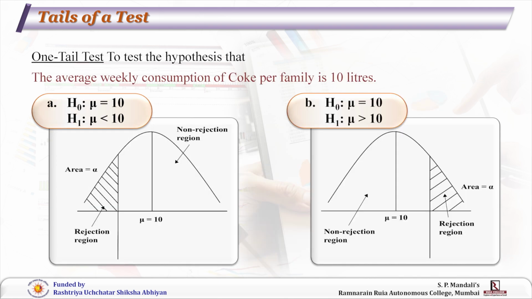For the null hypothesis H naught: mu equal to 10, there are two alternatives. H1: mu less than 10, where the critical region lies in the left tail of the curve, and H1: mu greater than 10, which implies the critical region will lie in the right tail of the curve. That is the region where the null hypothesis will be rejected and the alternative hypothesis will be retained.